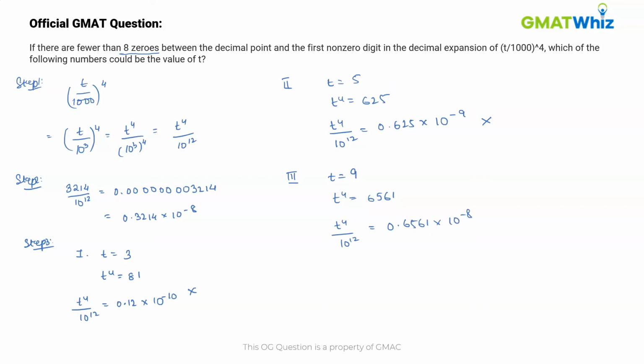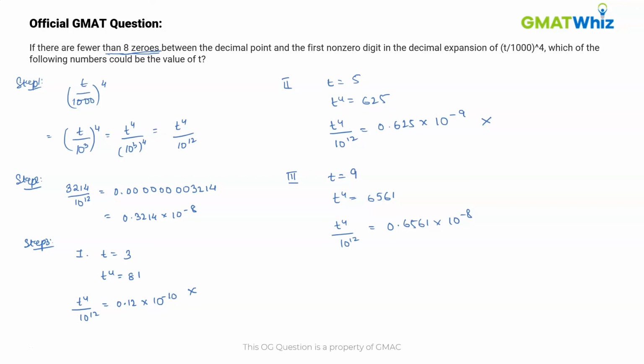Now some of you might end up making a mistake and mark option 3 as the correct answer. However, you have to read the question stem properly. The question stem mentions that there are fewer than 8 zeros. This means the number of zeros can be 7 or less. Had the question mentioned that there are fewer than or equal to 8 zeros, then option 3 would have been correct. So do not fall for this trap.